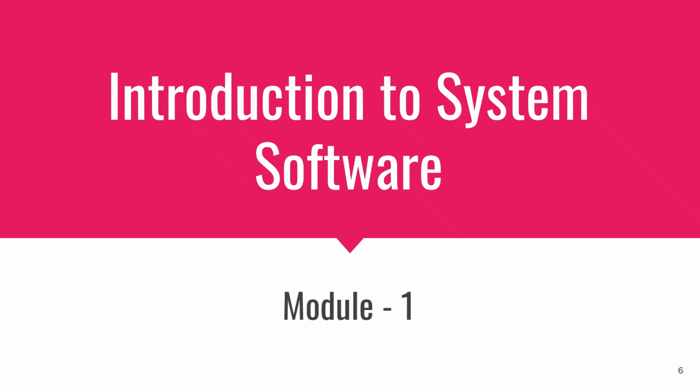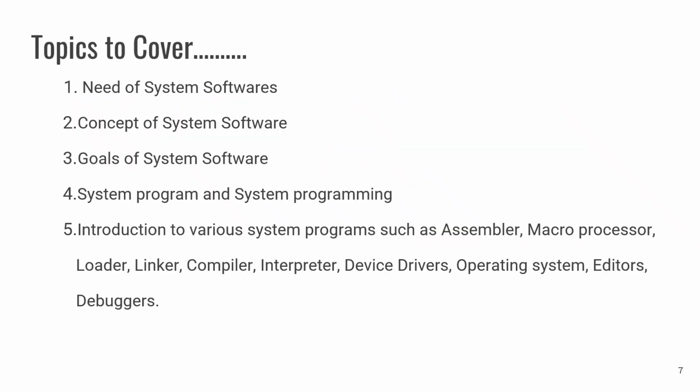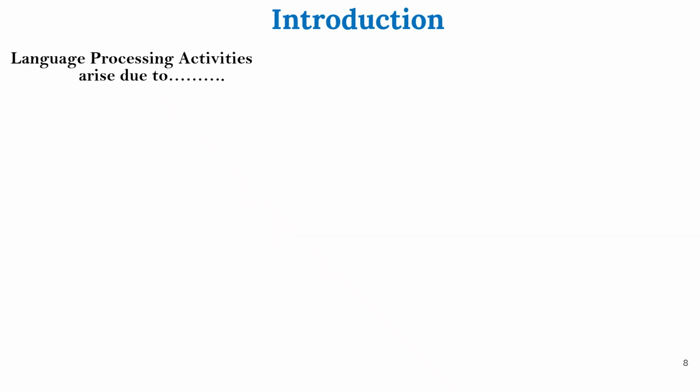Let us start with the first module. So the first module is Introduction to System Software. The topic that I will be covering in this video is the first topic, that is need of system software. Why do we need system software? Language processing activities arise due to.